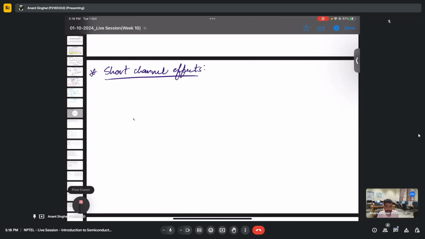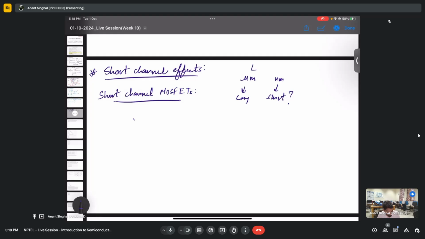Okay, so can anyone tell what a short channel is? How do we compare whether the MOSFET is a short channel MOSFET or a long channel MOSFET? Is there any criteria that you know? Even if you don't know, any guesses? Can we say if it is in micrometer, then it is long channel, and if it is in nanometer, then it is short? I'm talking about the channel length here. Could this be the case?